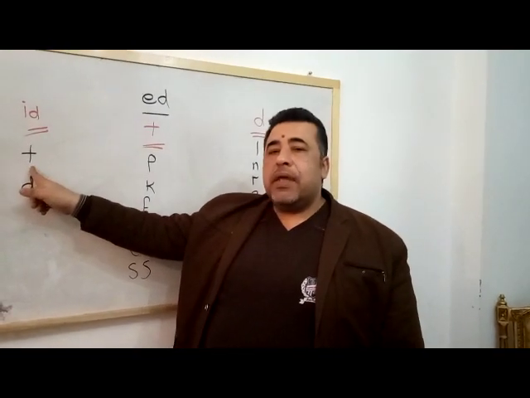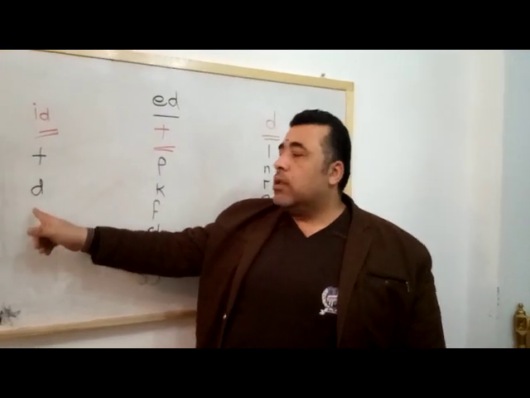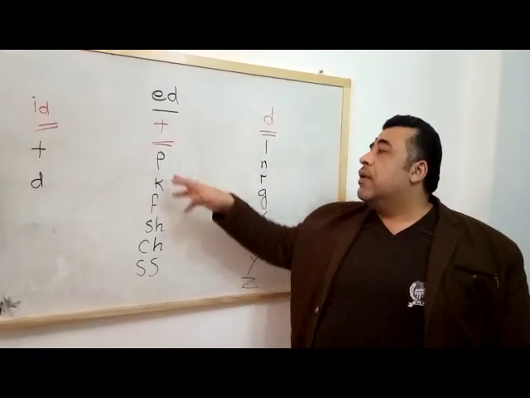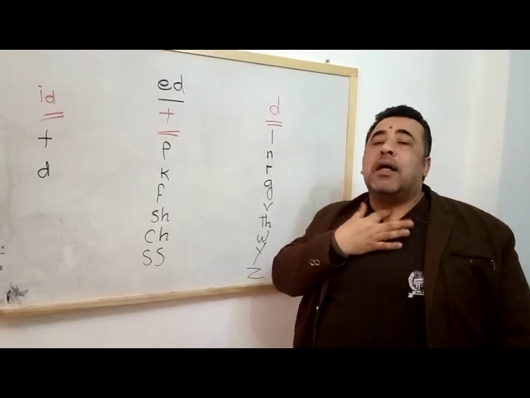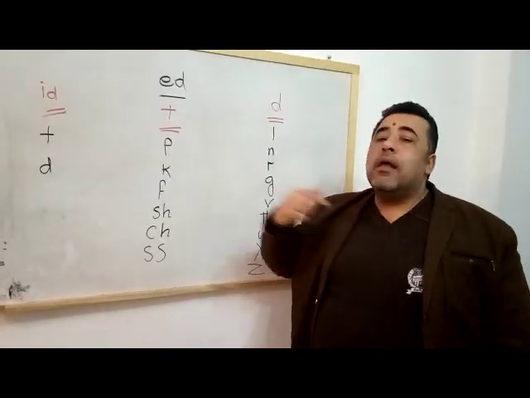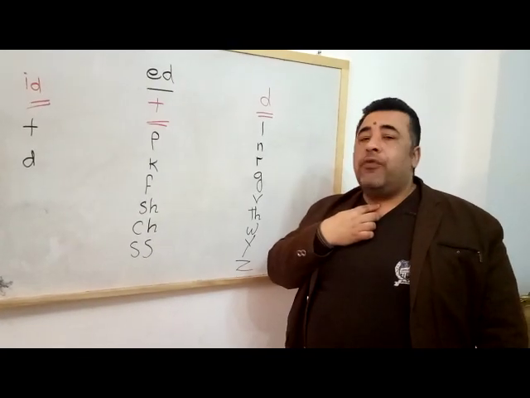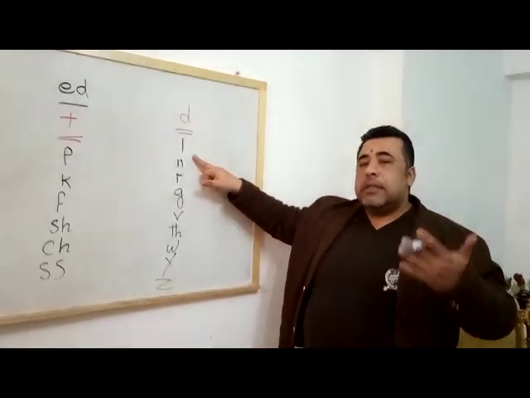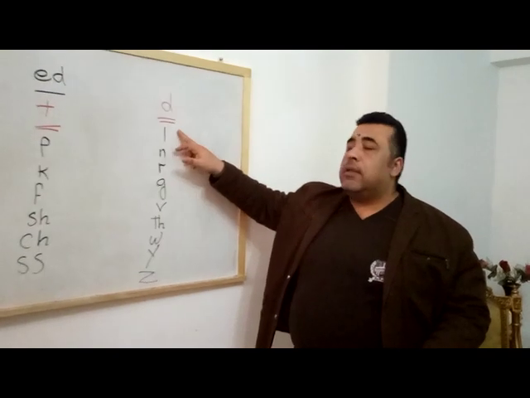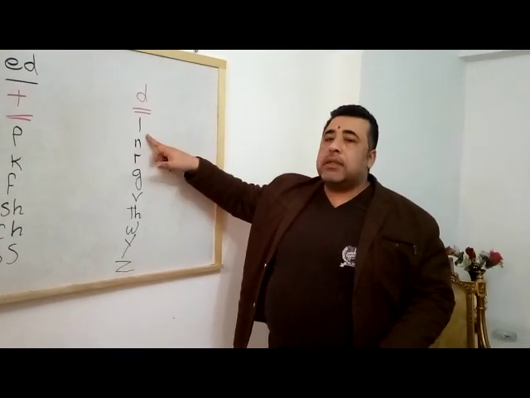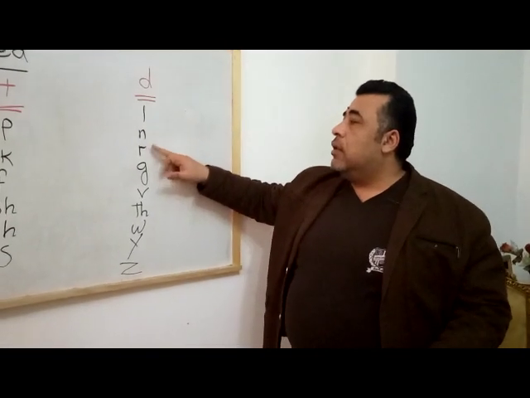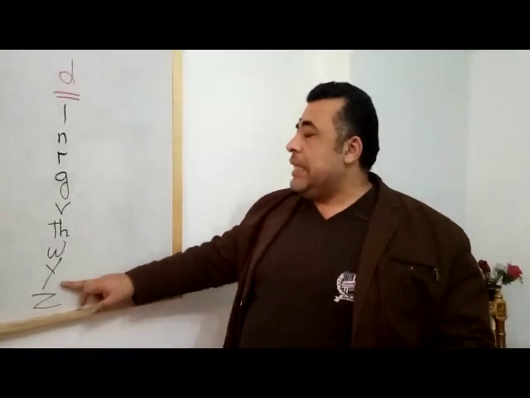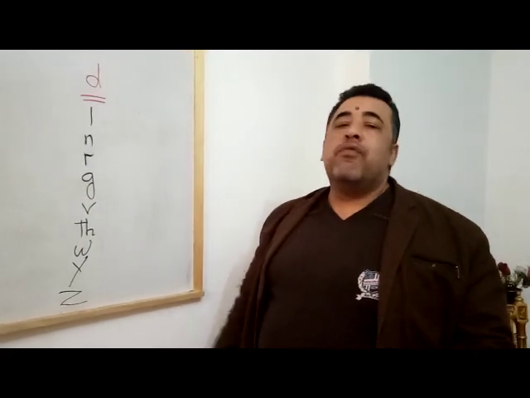Id, with verbs that end with t or d. T, with verbs that end with a voiceless sound, which doesn't make any vibration here, like p, k, f, sh, ch, s. And we will hear the sound d with verbs that end with l, m, r, g, v, w, y, z. They are all voiced sounds.